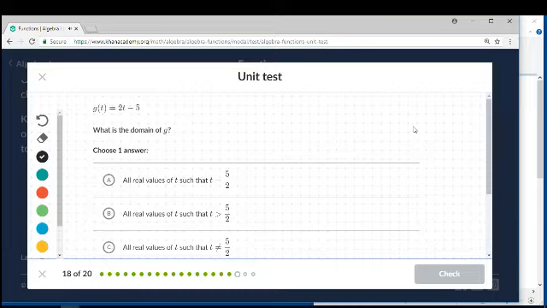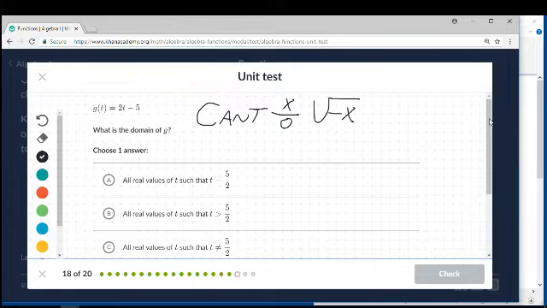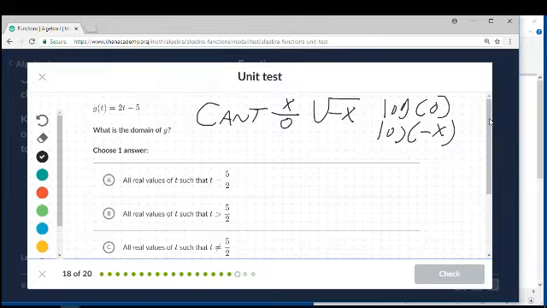All right, g of t is equal to 2t minus 5. So what is the domain of g? Well, you're not dividing by 0. You can't divide by 0, take the square root of a negative number, or take the logarithm of 0, or the logarithm of a negative number. So because of this, the domain is going to be all real numbers.